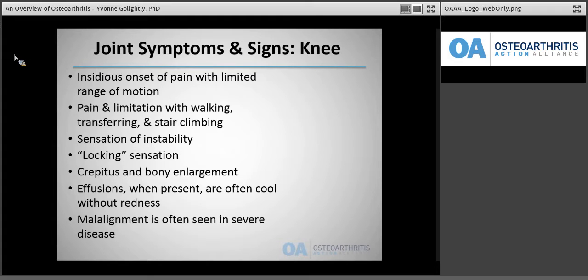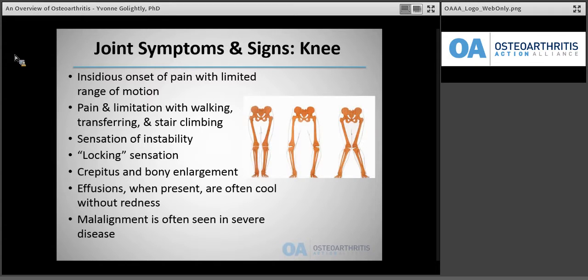And malalignment of the joint is often seen in severe osteoarthritis. So on the left-hand side, what you see is normal joint alignment at the knee. The one in the middle is varus, which is being more bow-legged, and for an individual who has more of that bow-legged position, we may see more osteoarthritis on the medial or inner side of their knee. And then there's also valgus alignment of the knee, which is more the knock-kneed position.